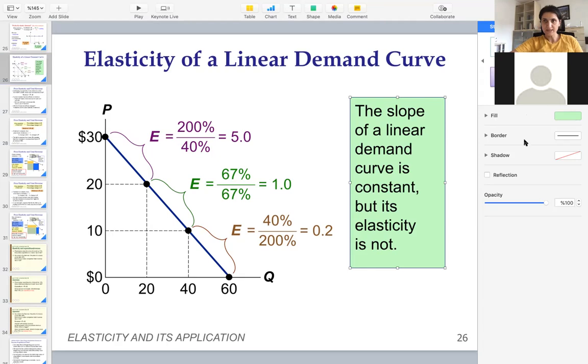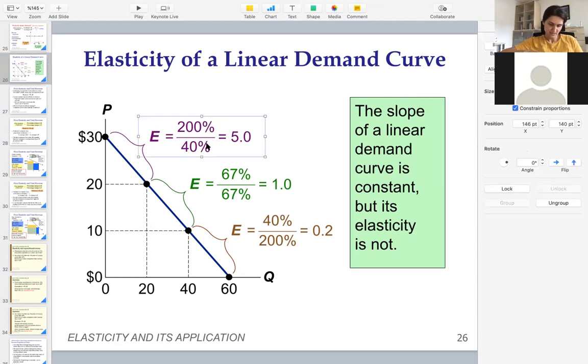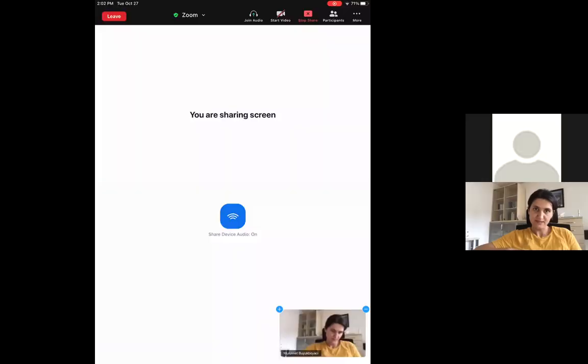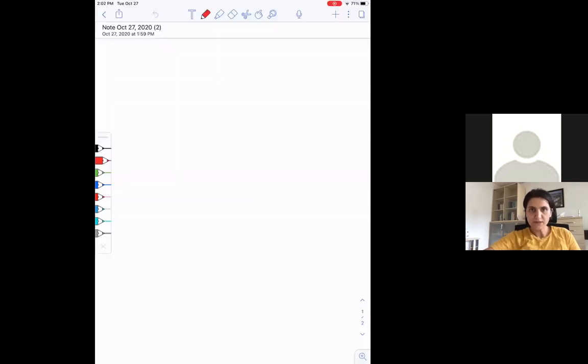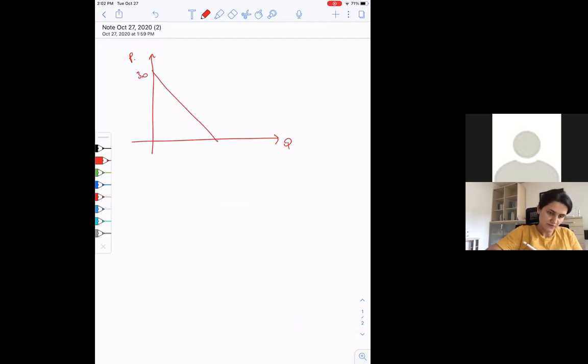So let's calculate the elasticity in here. Okay, so we had the graph like this. This is Q, this is P. We have 13 here, 16 here. So the slope of this line is what? Minus 30 over 60, minus 1/2.